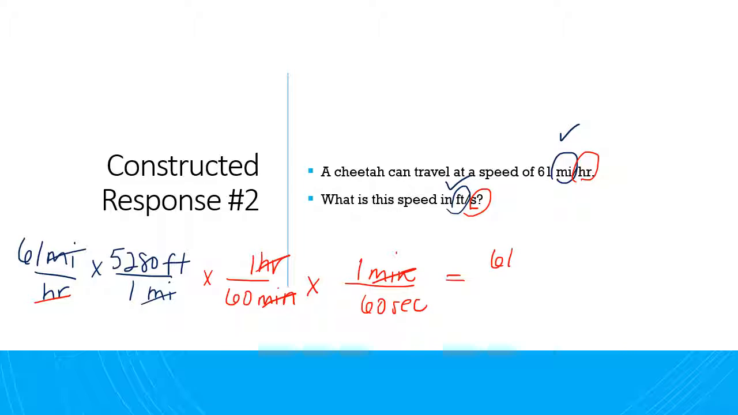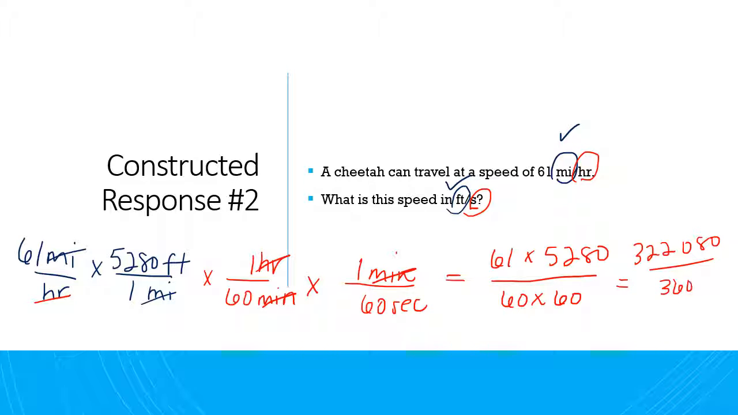So in the numerator, we have 61 times 5,280. In the denominator, we have 60 times 60. So we can go ahead and do that. All right, so the numerator, that all equals 322,080. Denominator would be 3,600. So we're going to go ahead and divide that, and I ended up with 89.47, and that is in feet per second.